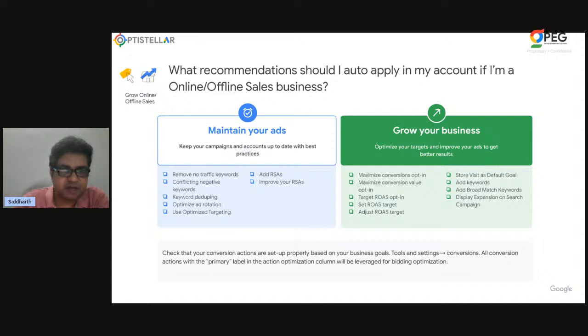Similarly, these are the recommendations if you're trying to drive your online business. And definitely here, you would like to prioritize your conversion values. Try and see that you're using conversion values, you're setting the right conversion values, and you're also using the conversion value rules in terms of being able to optimize your overall performance.